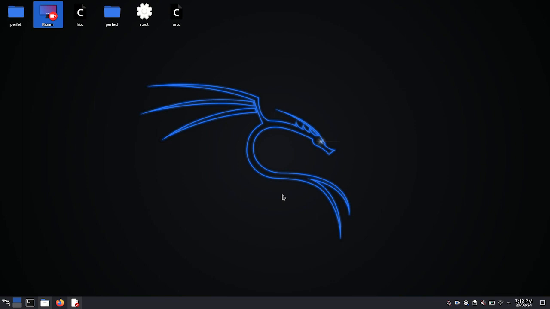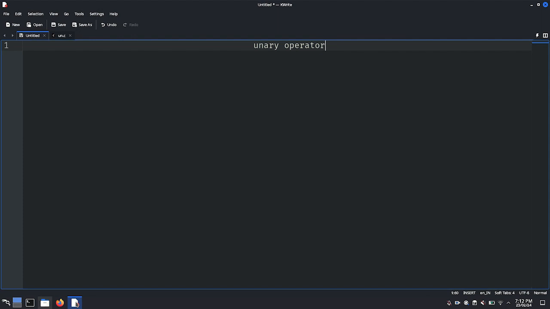Perfect. So now I'm going to talk about operators, some types of operators. First, the unary operator. A unary operator is an operator that works on a single operand, so nothing else is needed.